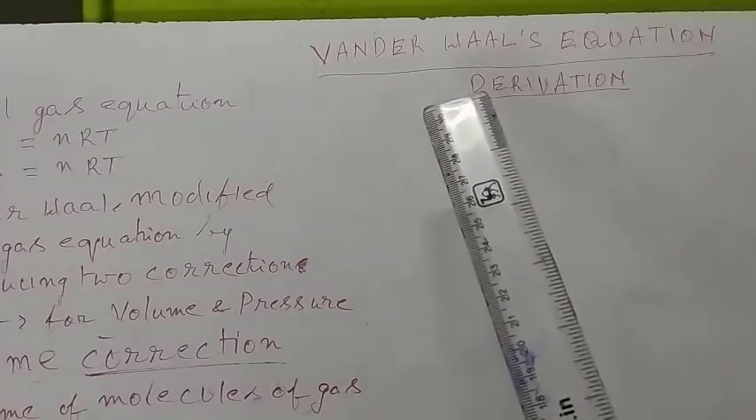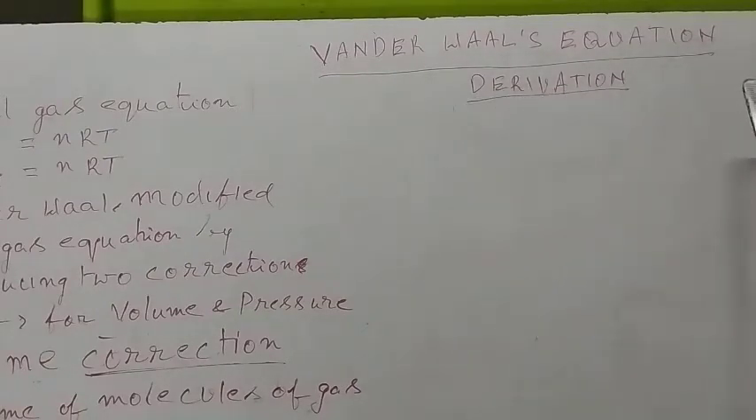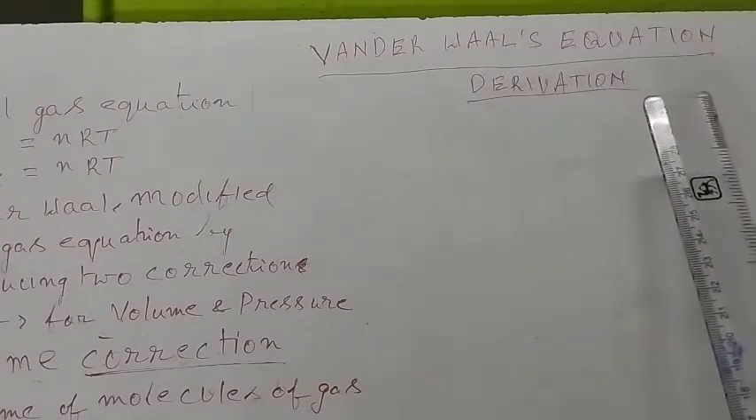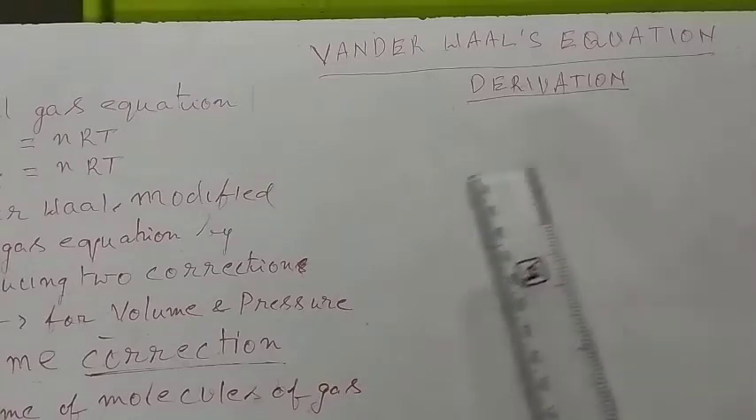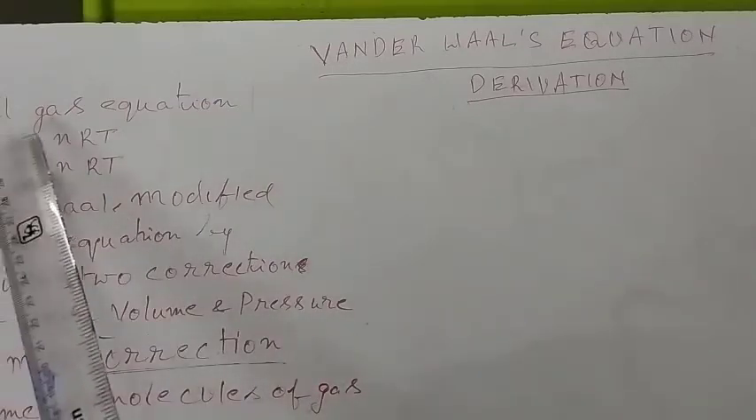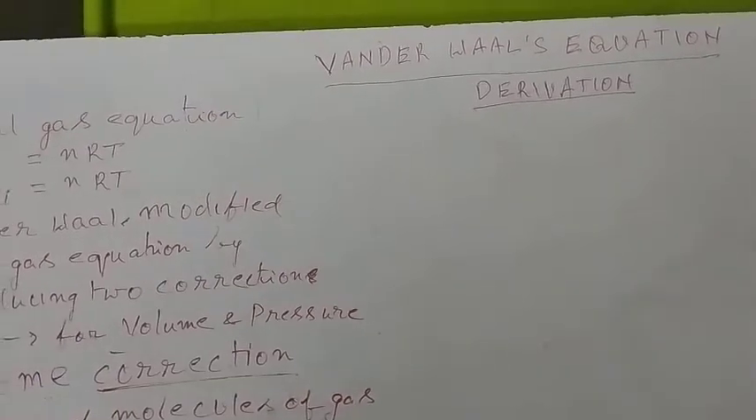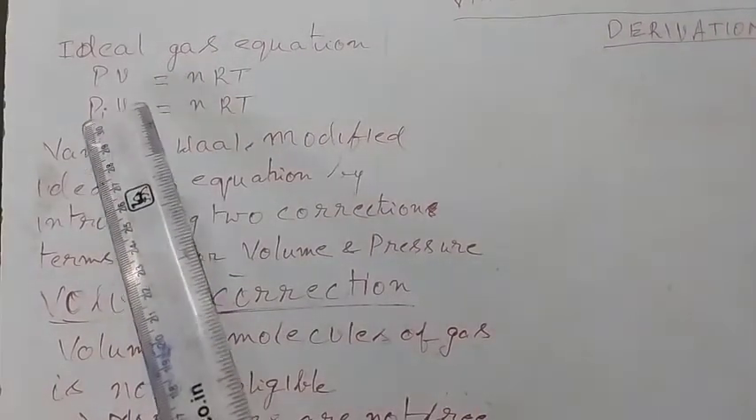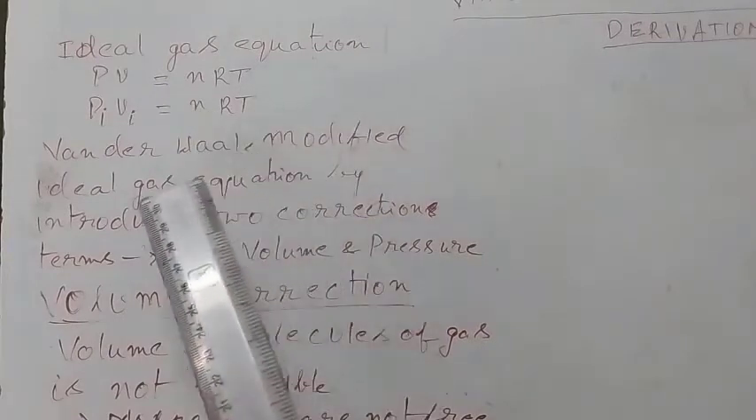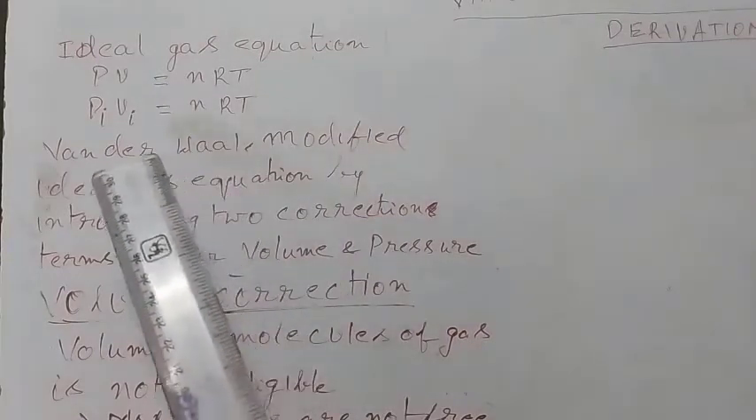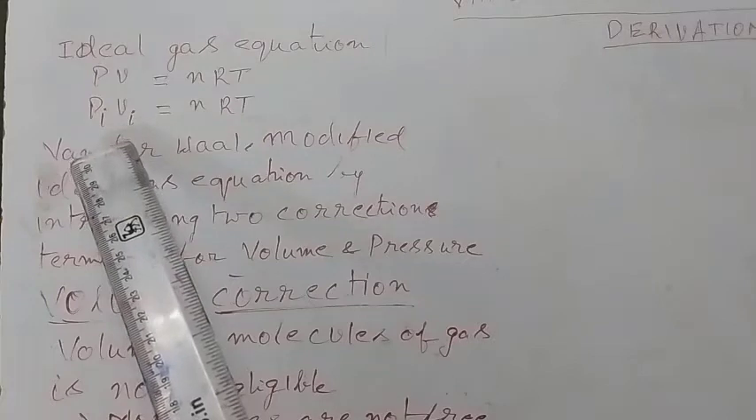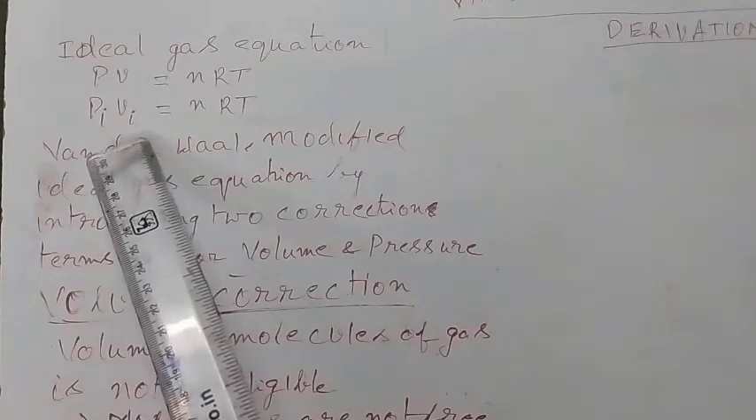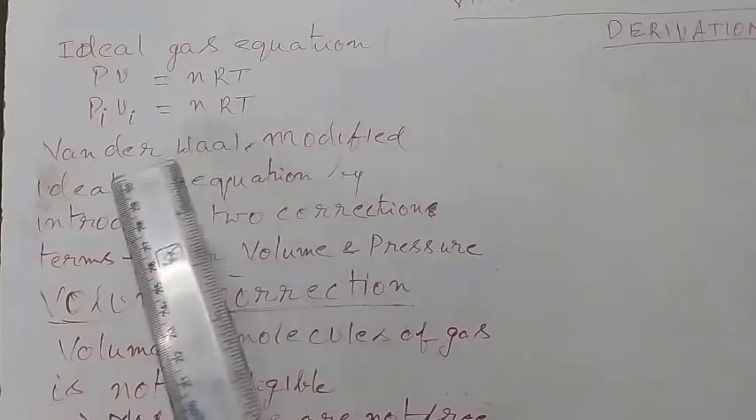Van der Waals equation for real gases. In this module let us derive the Van der Waals equation for real gases. Ideal gas equation. The ideal gas equation is PV equal to nRT. So let us replace P and V by Pi and Vi, that is pressure ideal and volume ideal. Pi Vi equal to nRT.